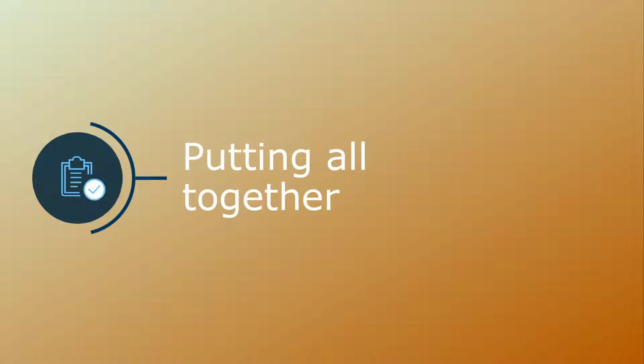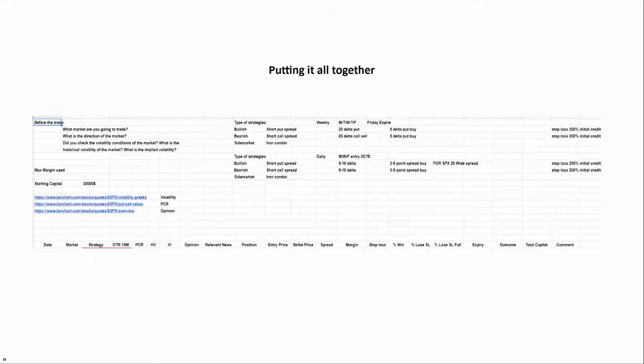Now, let's put everything together and see how it will look. So you see, for example, like I said, the type of strategy. We are going to ask ourselves the market initially, which we want to trade, the direction. We are going to look at the volatility conditions, the implied and the historical. Then the type of strategies, for example, if you want weekly, when are they going to expire.